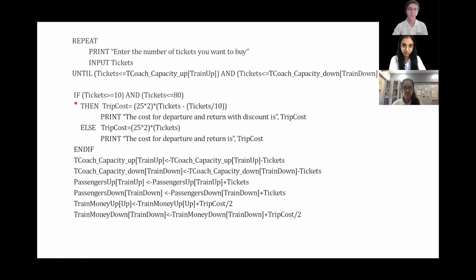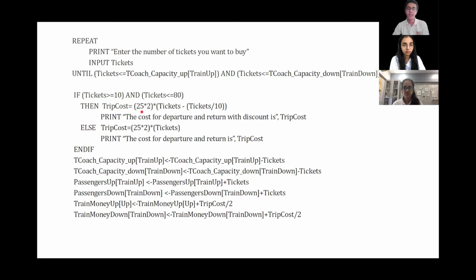We then move on to an if condition to be able to provide the user with an appropriate discount as mentioned in the pre-release. Here, we check that the number of tickets booked are greater than or equal to 10 and less than or equal to 80. For every 10 tickets booked, the user must get one ticket free. Thus, if the number of tickets they have booked falls under this range, we provide them with a discount appropriate to the number of tickets. So here we store that in the variable trip cost.